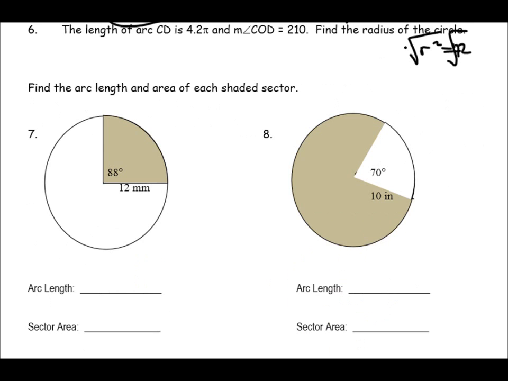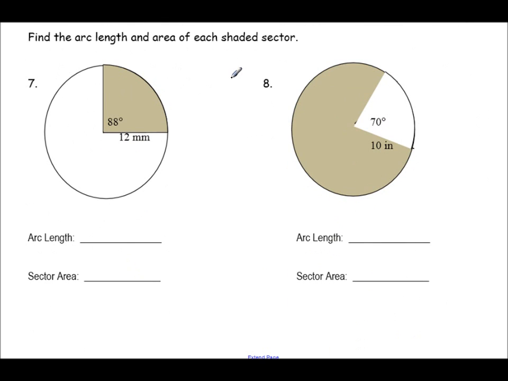Okay, number 7, we want the arc length and the area of the sectors. So we've got two problems. First, let's deal with arc length. Arc length is x over the circumference, 2 pi r, and that equals the arc measure, which is 88. I'm going to just abbreviate it as AM for arc measure, over how many degrees is in a circle, 360.